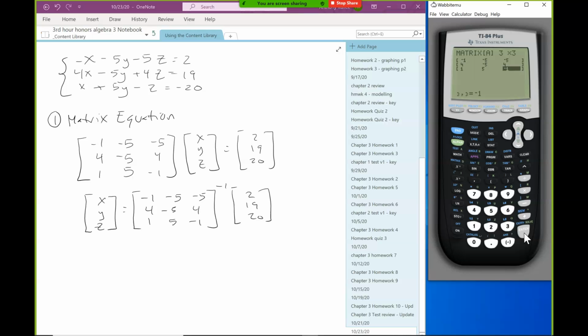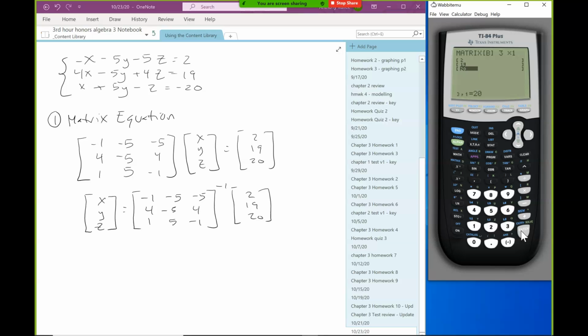Once you've done that, we're going to exit out of here, go back into the matrix menu, back to the Edit tab, and this time we're going to pick matrix B, and we're going to do that for the next matrix, which would be a 3 by 1. So that's our solution. So 2, 19, and 20. I'll pause here and give everybody a chance to catch up.